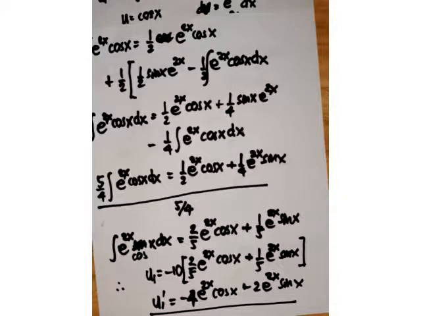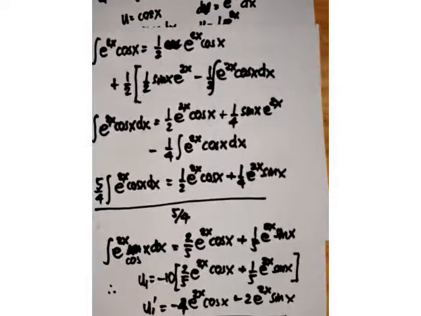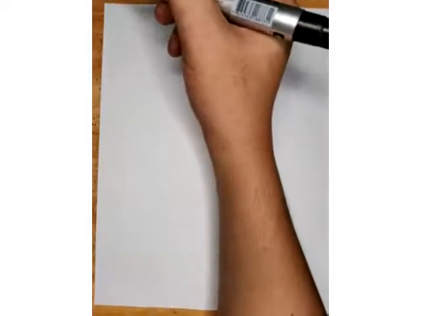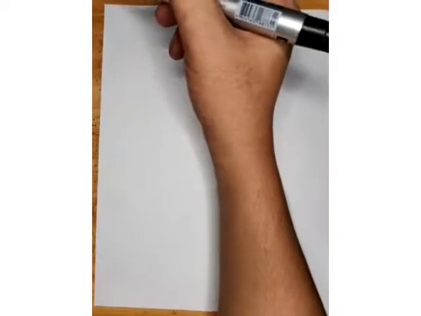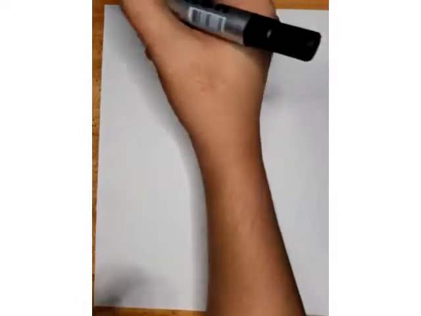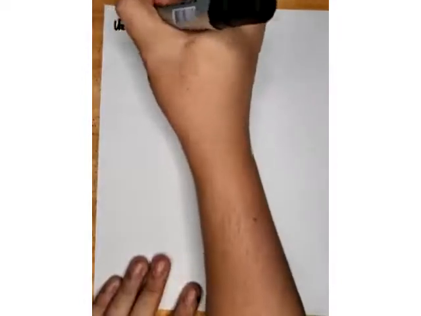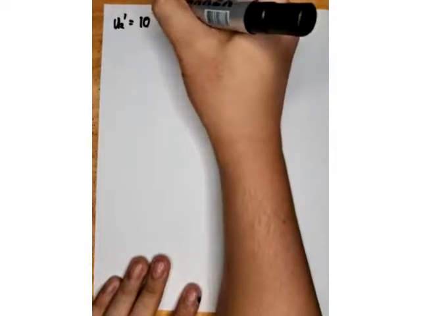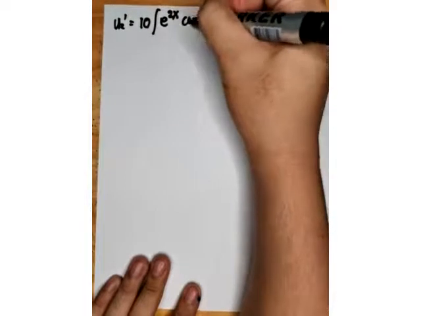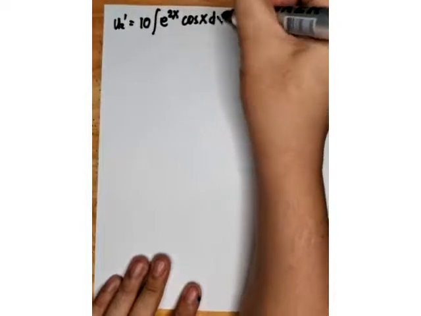Okay. That's just U1 prime. Now let's go to U2 prime. It's a learning experience. Where is our U2 prime? I can't find it. There. Our U2 prime is equal to 10, the integral of e raised to 2x cosine x dx.